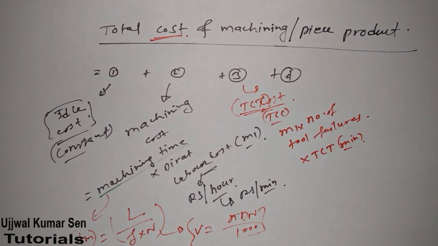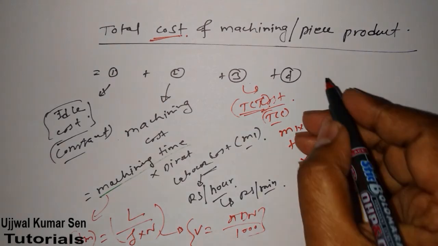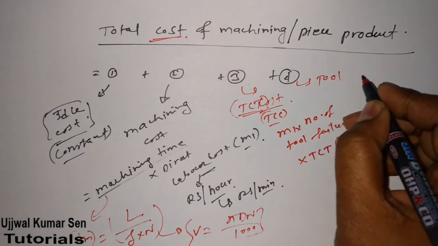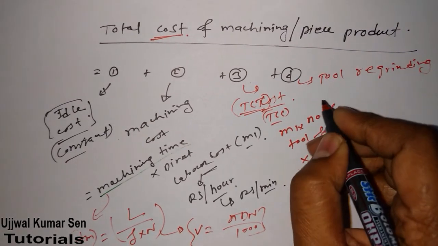So we have gone through three types of cost related to the total cost of machining per piece product. Now the last one remains, which is known as tool regrinding cost.